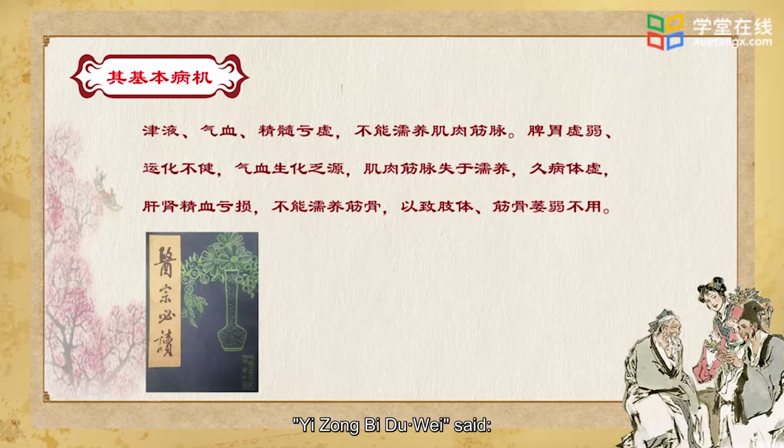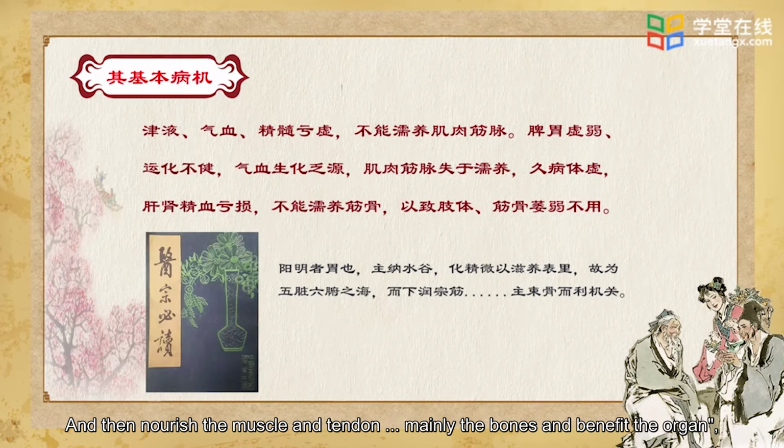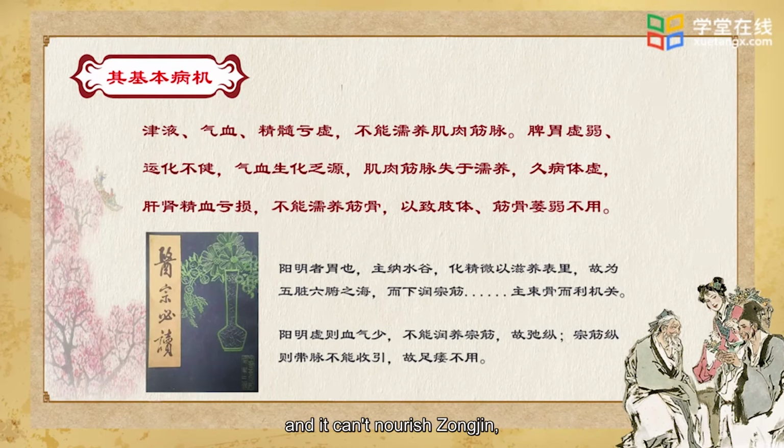Yi Zong Bi Du said, Yang Ming means the stomach. It accepts the food and sublimates it to nourish the surface and inside. So it is the sea of the internal organs, and then nourishes the muscle and tendon, mending the bones and benefiting the joints. Yang Ming deficiency means that there is less blood and qi, and it can't nourish Zongjing, so Zongjing relaxes. Zongjing's longitudinal veins can't be retracted, so the muscles of the legs are lost.